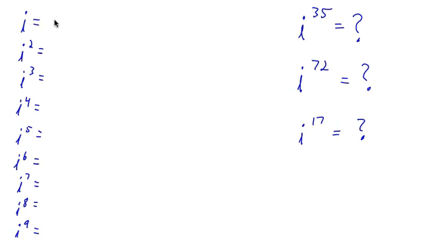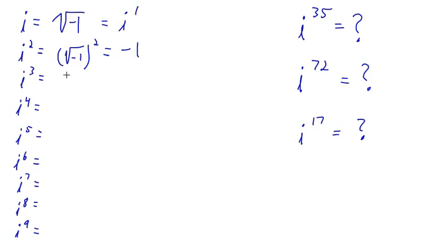So i equals the square root of -1. But for the purposes of this investigation, let's just simplify that as i to the first power. Now i squared, well, since i equals the square root of -1, i squared would be the square root of -1, squared. And anytime we square a square root, we get what we started with, or what's inside the square root sign. So i squared equals -1.